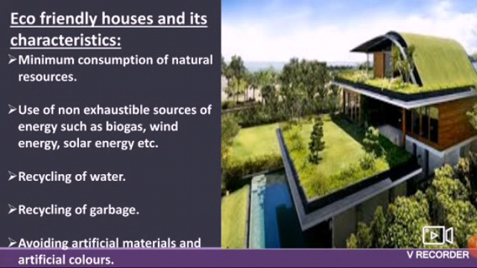Next, recycling of water, which means there is a provision where the water is recycled and used for a different purpose. Recycling of garbage. With the help of garbage we will form compost or a fertilizer which is again useful for the soil. Avoiding artificial material and artificial colors. Provision for natural light and ventilation in the houses.